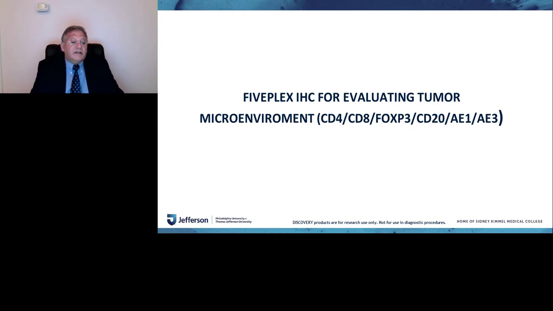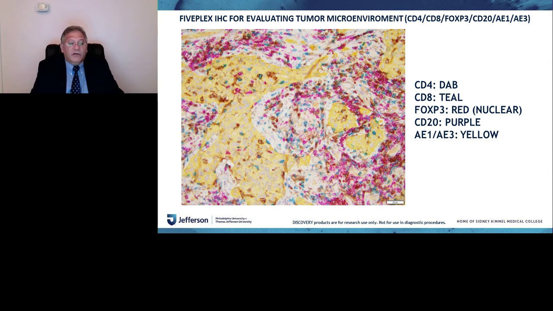So the next 5-plex that we developed is a multiplex for non-small cell lung carcinoma. And again, the question was the microenvironment of the tumor. Now we set up a different set of antibodies, and we are just evaluating CD4, CD8, FOXP3, CD20, and A1A3. The analysis of this is now much, much easier because you have a complete separation of everything except the CD4 and FOXP3. So these are basically different populations that each have a single color.